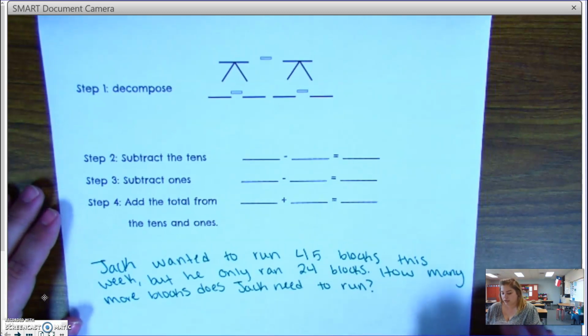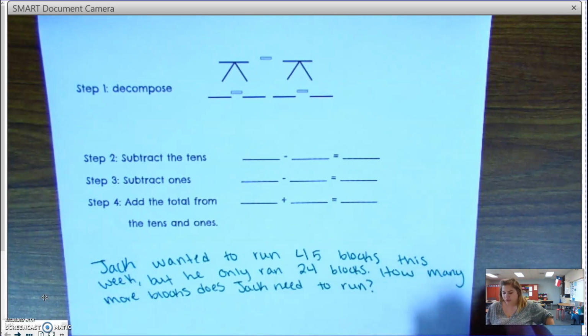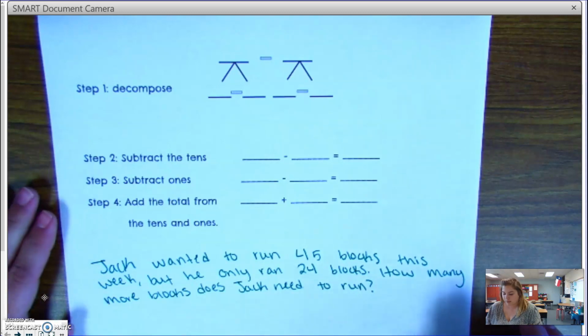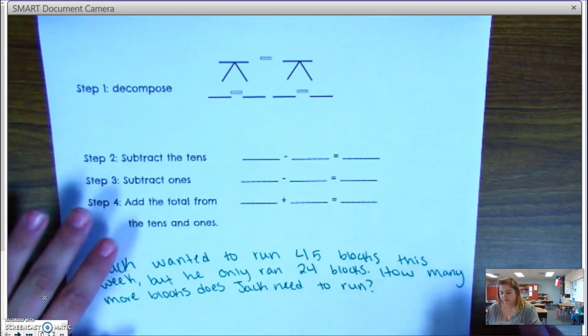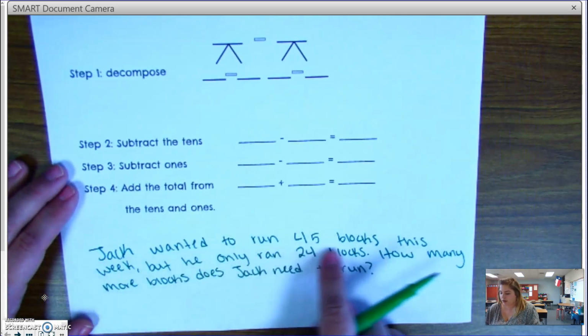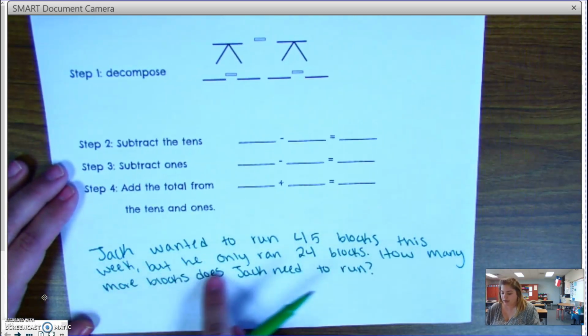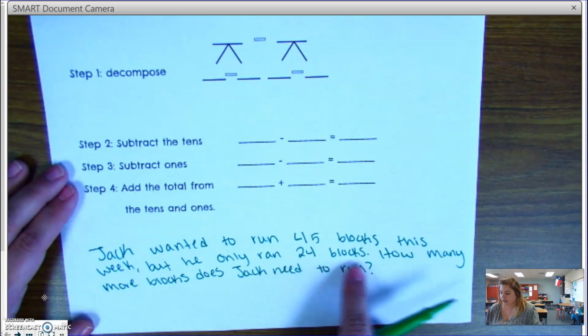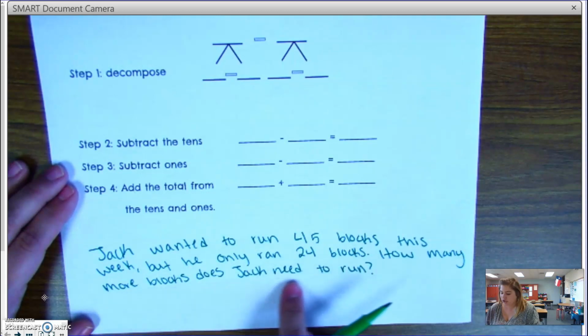Hey boys and girls, next we're going to do a subtraction problem using our decomposing method. And my word problem is here. Jack wanted to run 45 blocks this week, but he only ran 24 blocks. How many more blocks does Jack need to run?